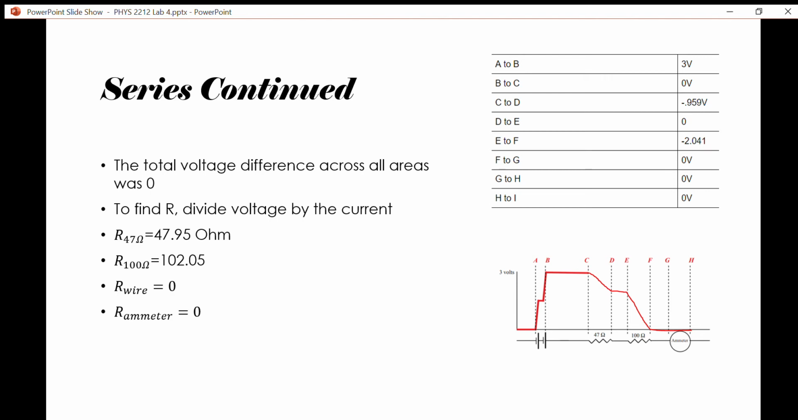And so as you can see the graph on the right, from A to B, we just have the total voltage of the batteries, which was 3 volts, and then with each of the steps across the resistors, the voltage decreases back down to 0.